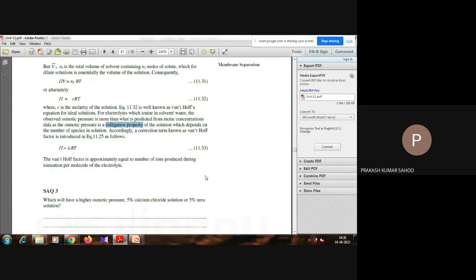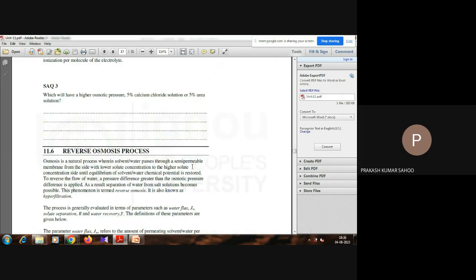Let us say a solution containing 40 gram of sodium chloride, and another solution containing 10 gram of magnesium sulfate. The solution containing 40 gram of sodium chloride will have more colligative property than a solution containing 10 gram of magnesium sulfate. So colligative property depends upon the amount or quantity of the substance present in a system.